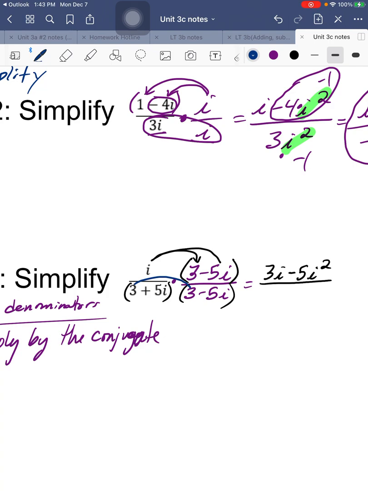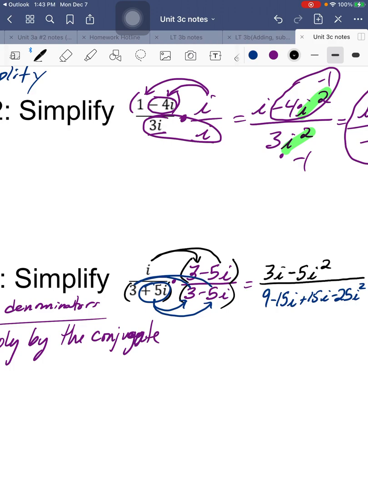You can do the Punnett square if you want. 3 times 3 is 9. 3 times negative 5i is a negative 15i. And then we needed to distribute the positive 5i times 3 is a 15i. And positive 5i times a negative 5i is a negative 25i squared. I'm just going to make that fraction a little bigger.